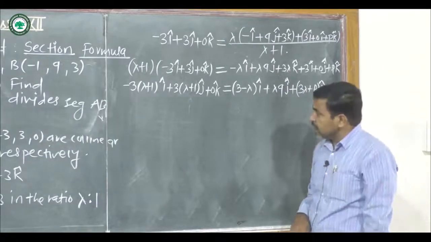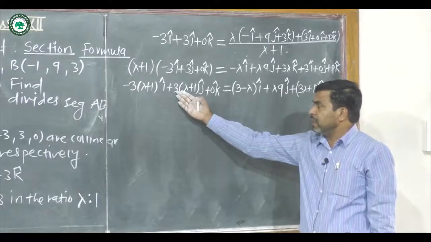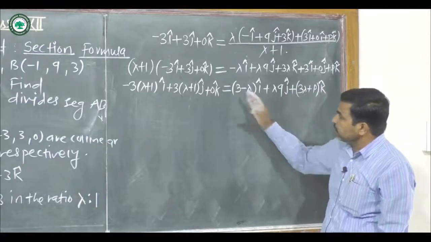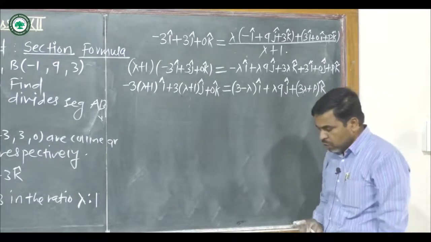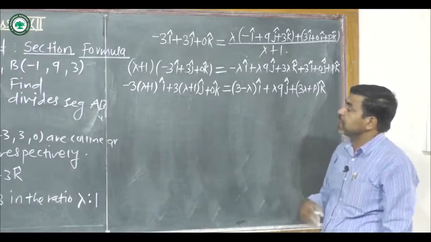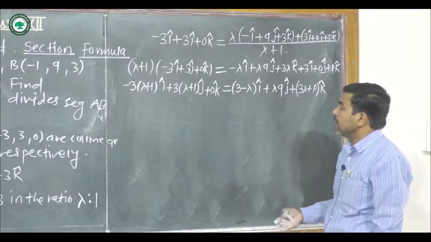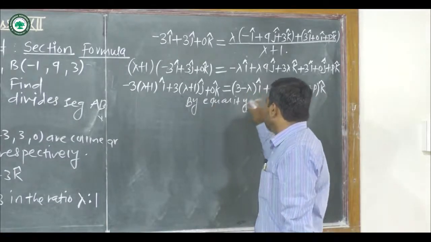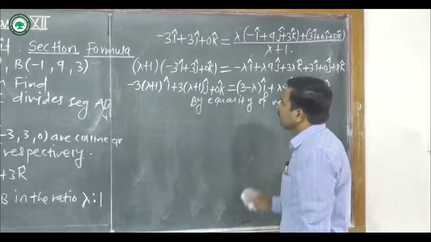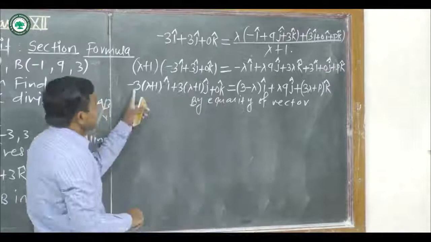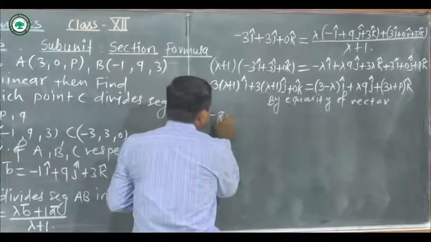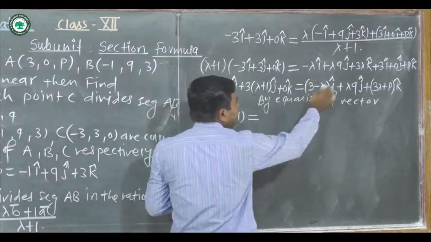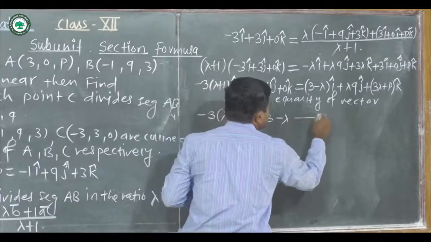Now on both sides there are vectors in the form of i j k, and these two vectors are equal, so their corresponding components, meaning the coefficients of i cap, j cap and k cap, are equal. So by equality of vectors, see here, the coefficient of i cap is minus 3 into lambda plus 1 is equal to, here the coefficient of i cap is 3 minus lambda. Give this equation number 1.